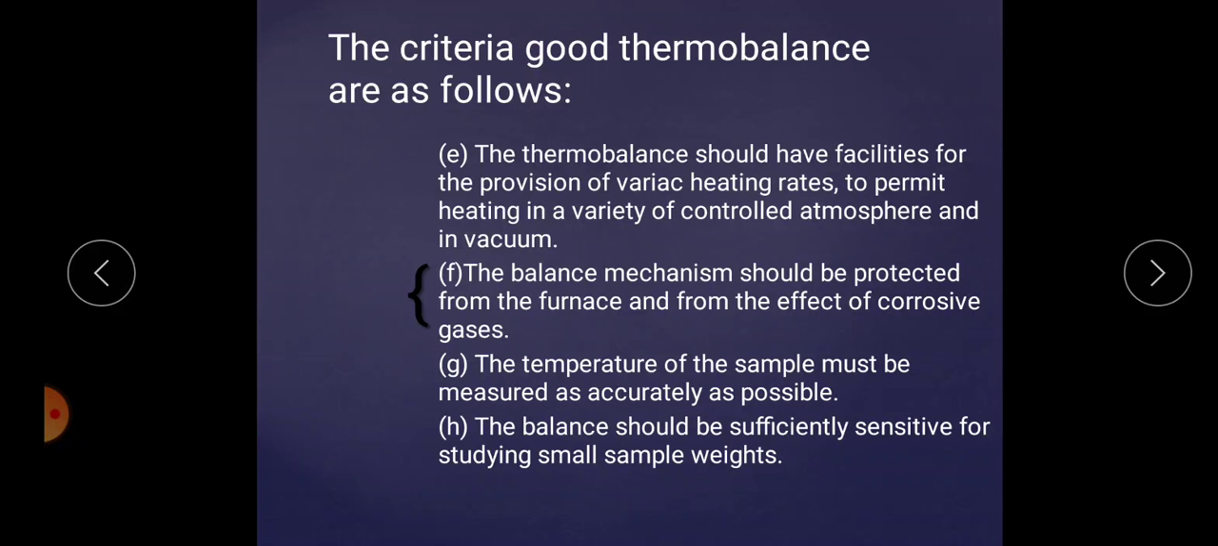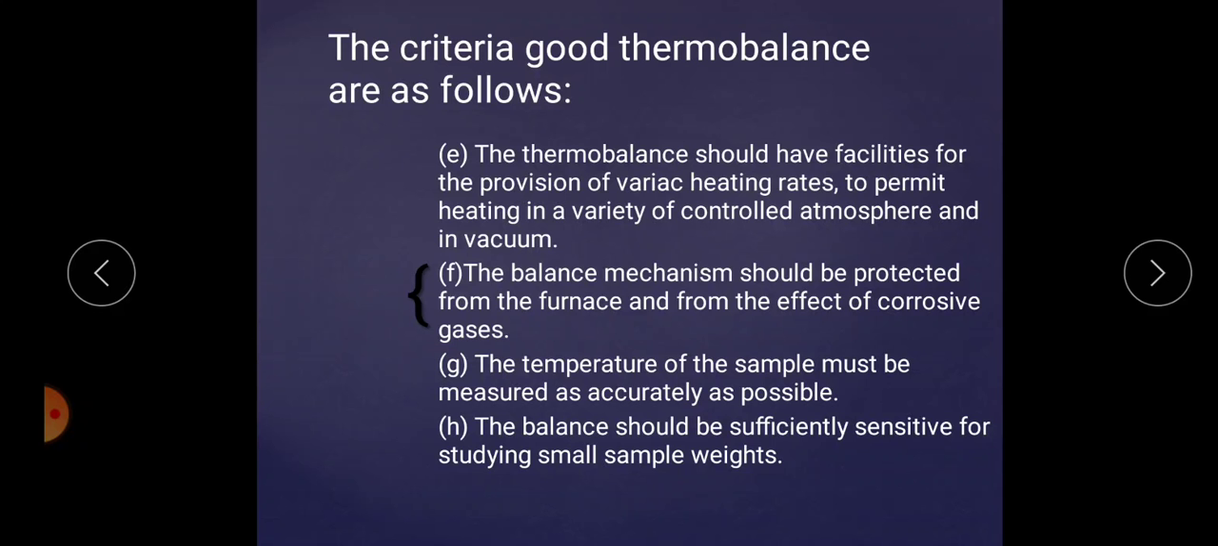Next point is that the temperature of the sample must be measured as accurately as possible. So accuracy must be there, then it can be considered a good thermobalance. For example, you must have seen that people who sell gold, the goldsmiths, their balances are very accurate and minute. But as you look at other balances, they are not that accurate. So for this purpose we need accuracy, the balance should be accurate, and a thermobalance that contains accuracy is counted as a good thermobalance.